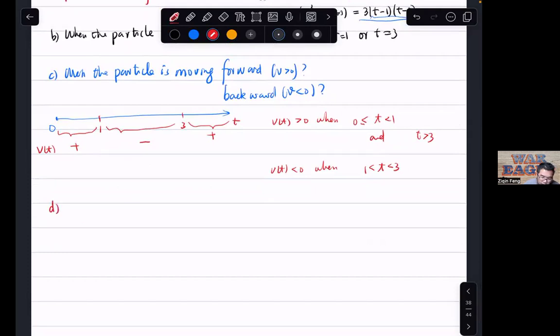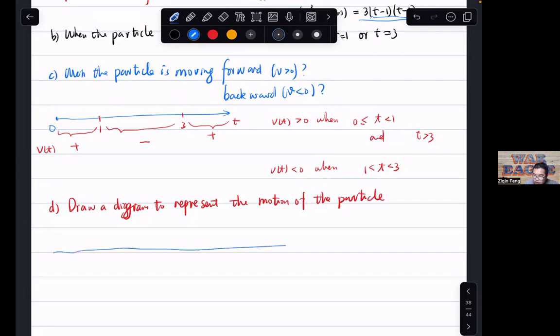Part D here is draw a diagram. We try to understand how the particle moves, right? Represent the motion of the particle. Okay, let's try to draw this straight line.